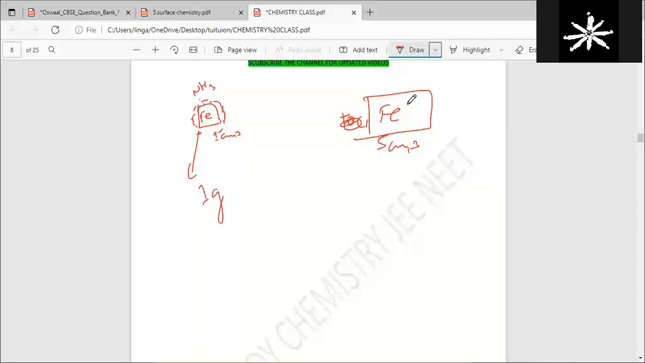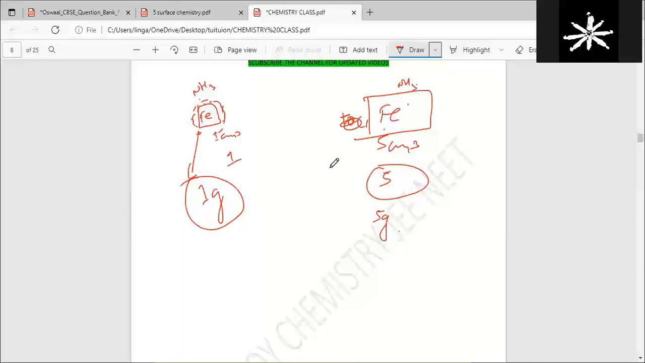In the case of iron, how much can it adsorb? The conditions are the same: temperature, pressure, everything. Here it is a 1 centimeter cube, here a 5 centimeter cube, here 1 gram. How many grams will it be here? 5 grams? Simple logic says 5 grams, because the conditions are the same, the nature of the adsorbent and the adsorbate are both the same. So if I ask where the adsorption is more, obviously it is here.